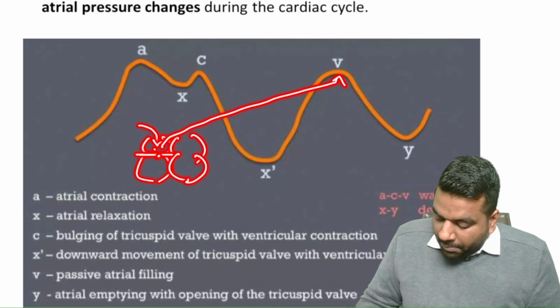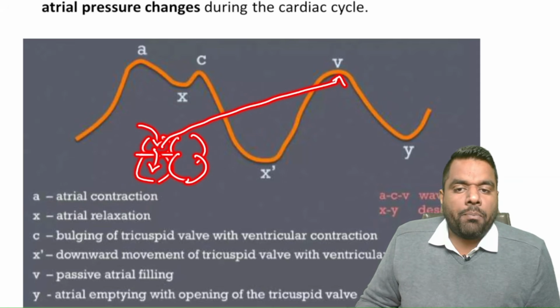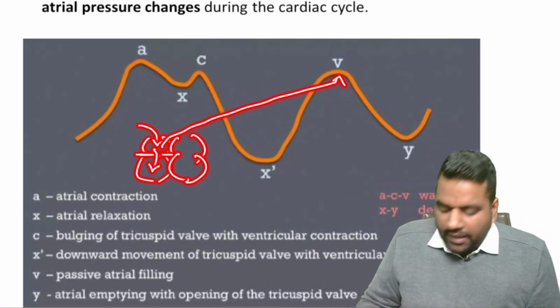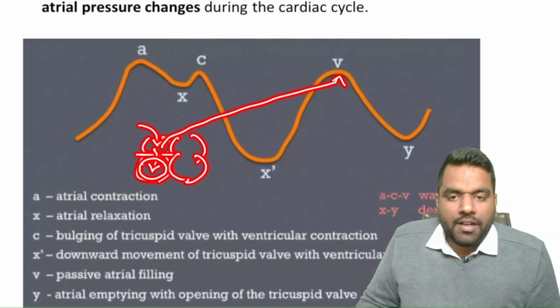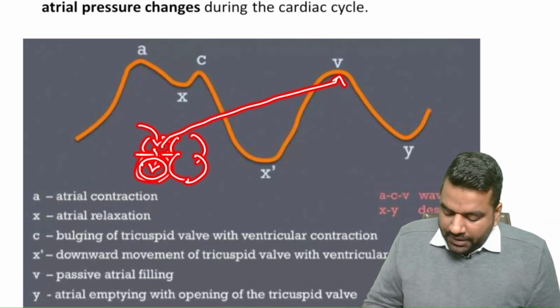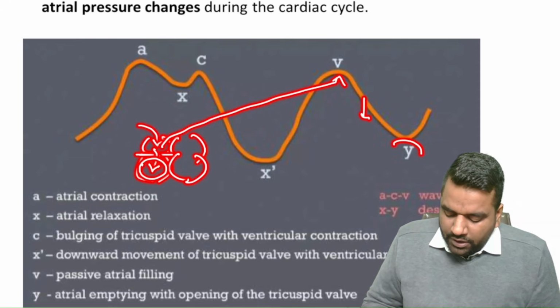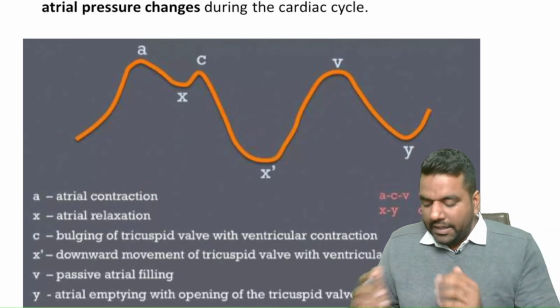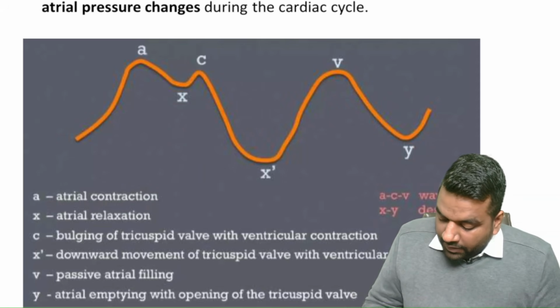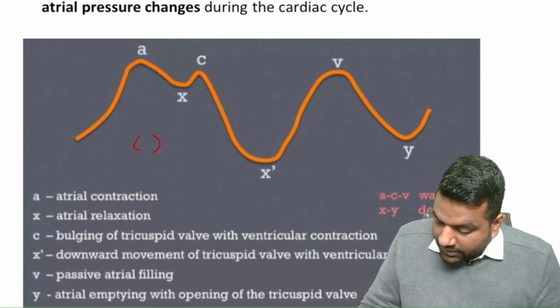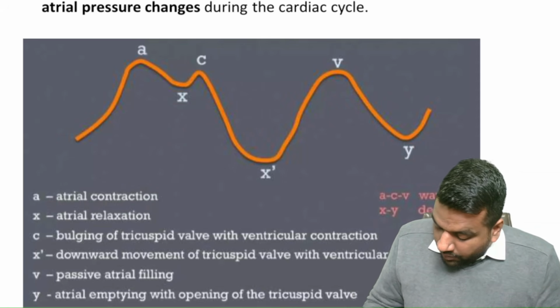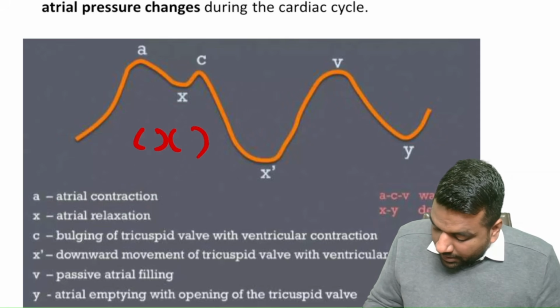After that, there is passive emptying, or passive ventricular filling. In this part, when the blood ejects out from the right atria, the pressure will decrease, which corresponds to the Y wave. So now, guys, you can easily understand. If I make this picture over here once again, you will have a better understanding of this part.